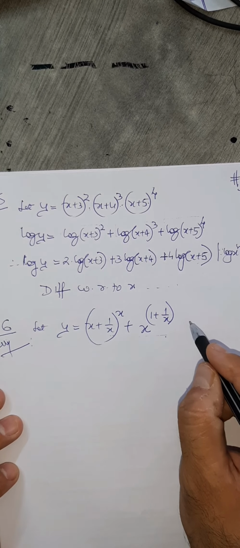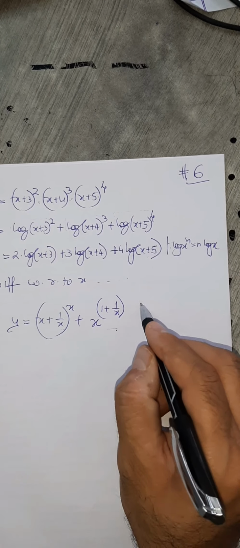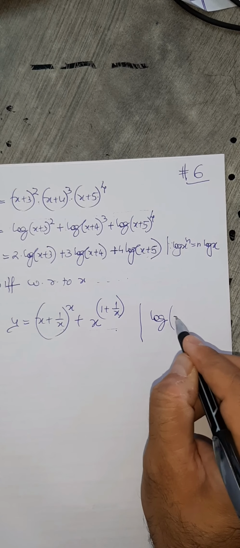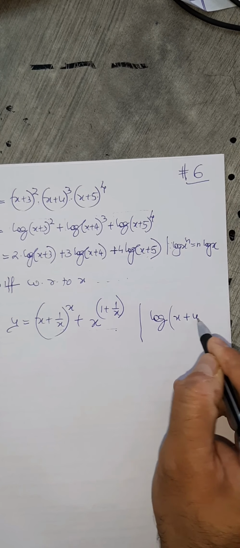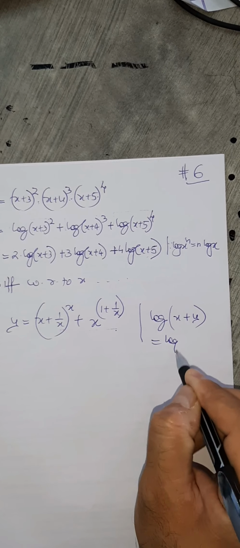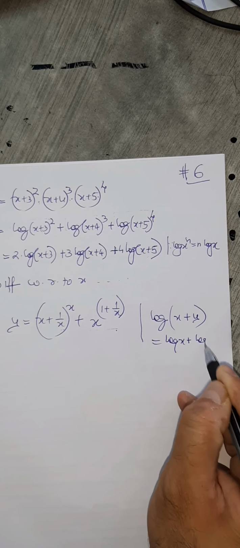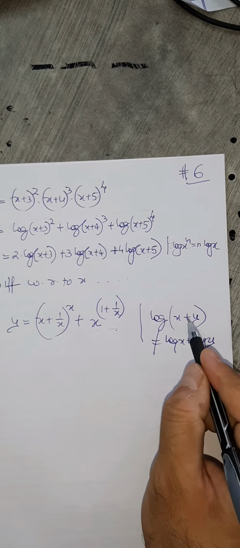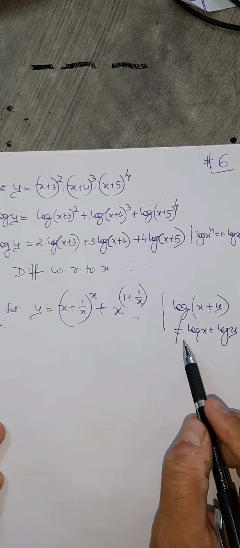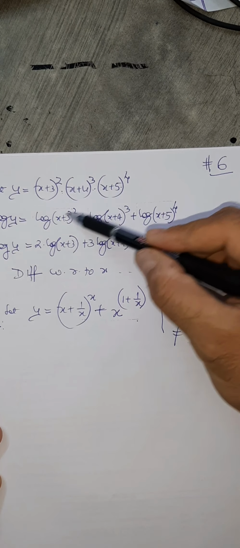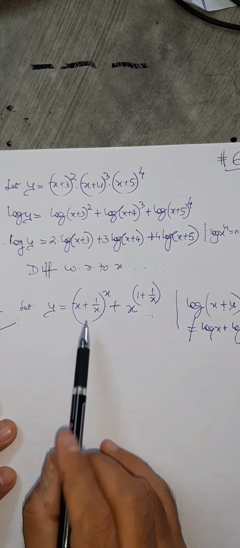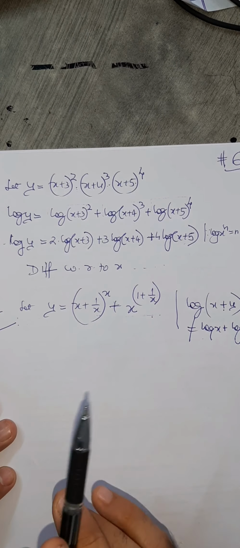But directly you cannot apply the log function. This is not the property of the log function. If I have x plus, for example, y, then log of (x plus y) is not equal to log x plus log y. This is not true, remember. If you have addition between the terms, you cannot apply the log function directly. If you have multiplication, you can apply the log function. That's the difference, be careful. So if I write log directly on both the sides, it's wrong.